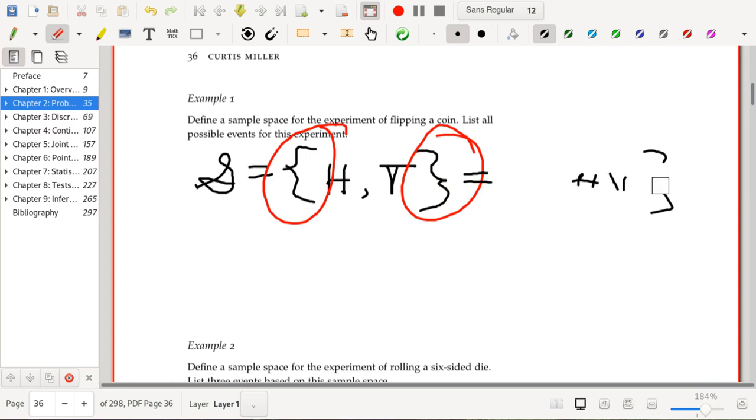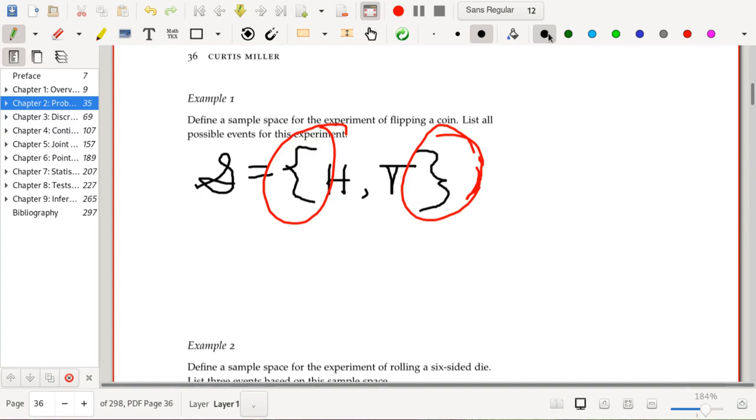And additionally, the ordering of how I write stuff down in a set does not matter. So I could have written tails, heads, and it would have been the exact same set here. But yeah, now we have the sample space, and this is what it is by definition. I decided this is the sample space for my experiment, and I decided this because I believe that this sample space is going to be the appropriate sample space for my problem. So I'm saying that there's two possible outcomes of this experiment. The coin either lands heads up or it lands tails up.